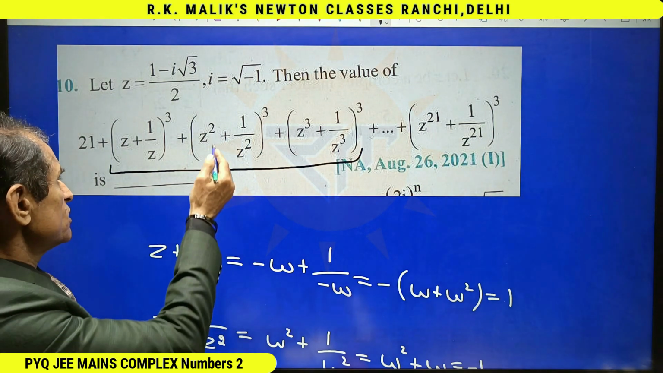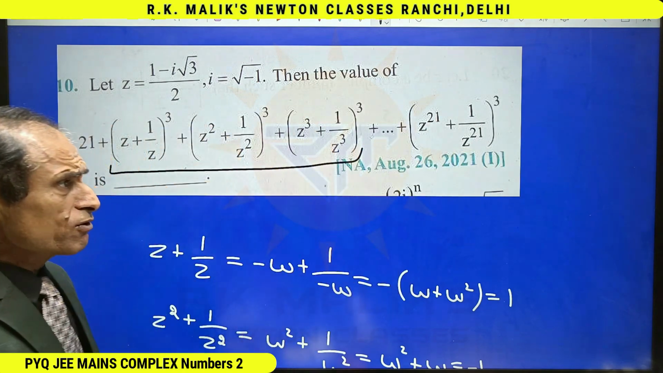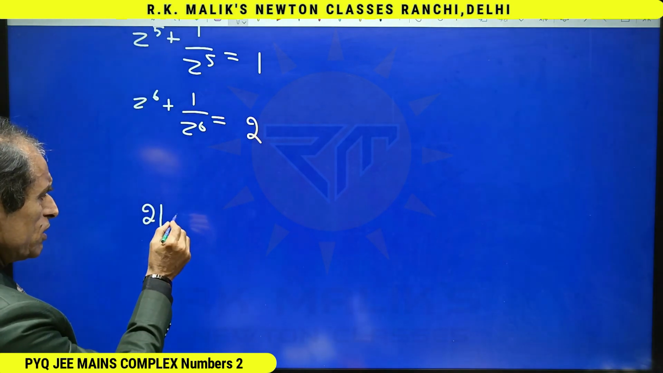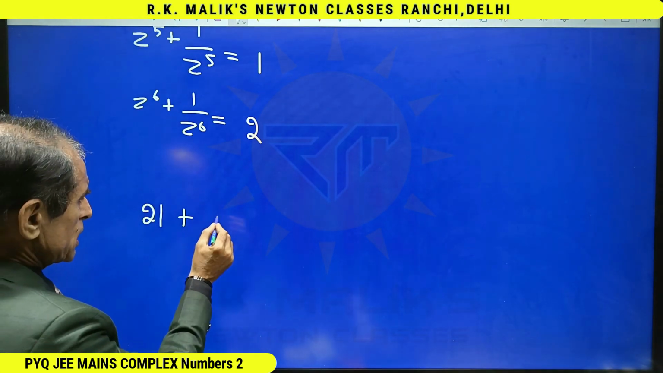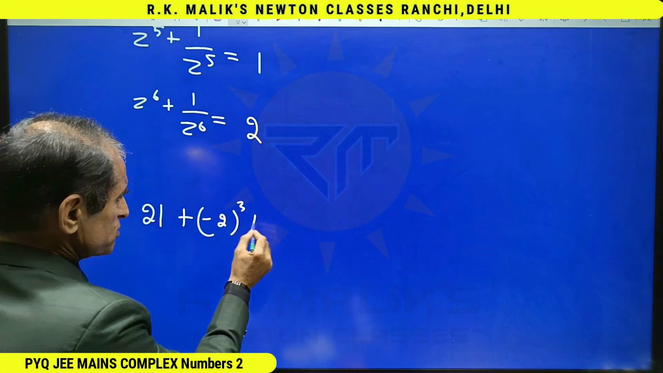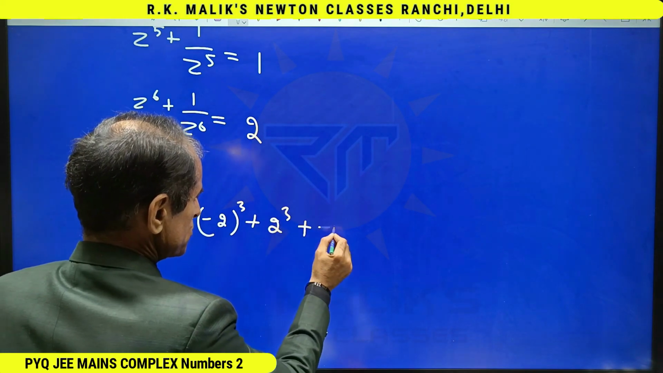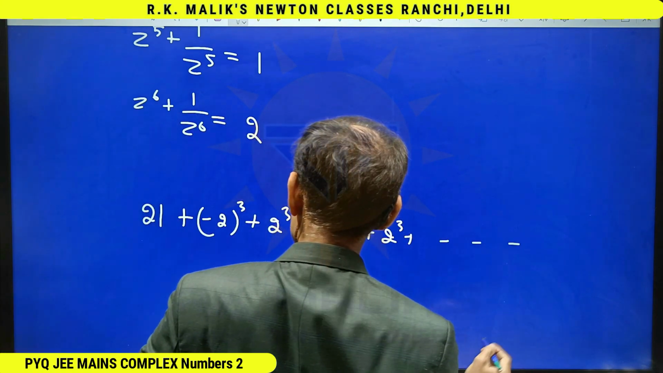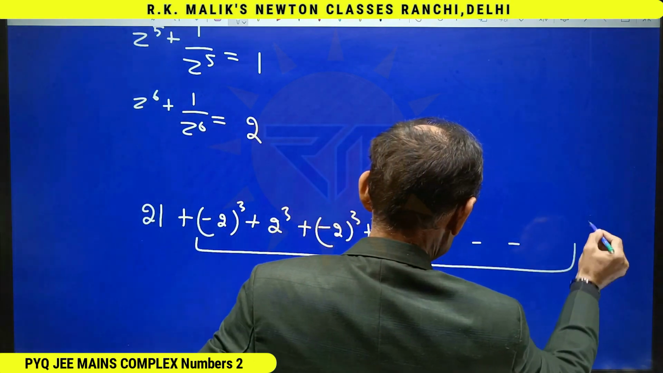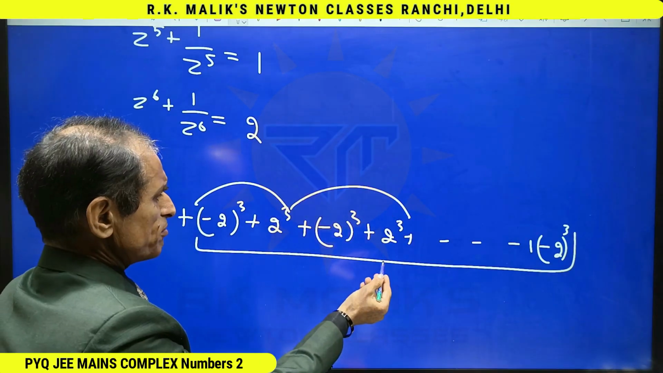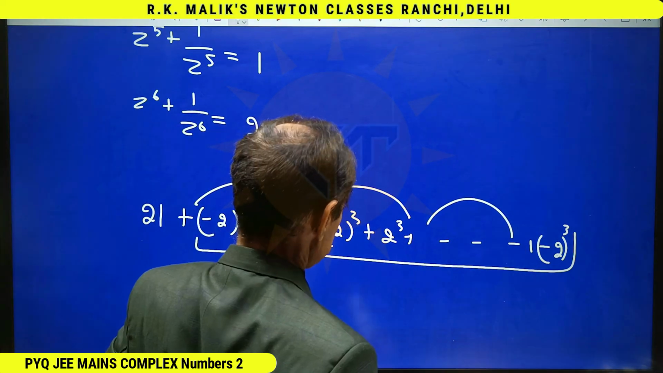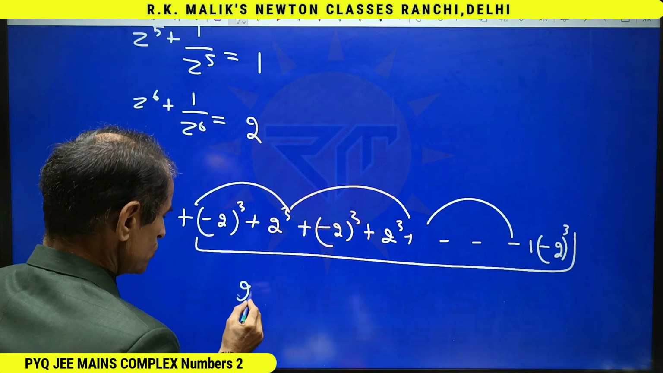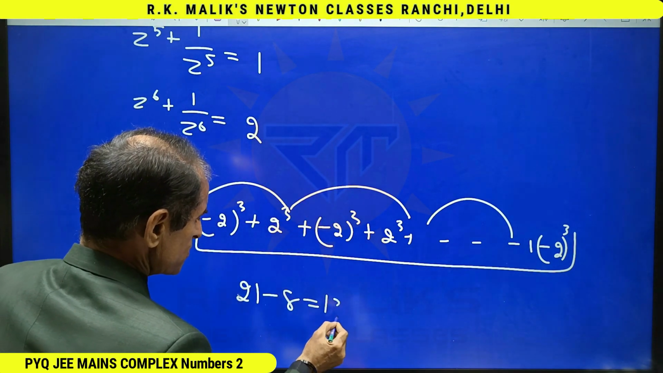And clearly there will be 7 groups like it. Hence finally we will be getting 21 plus minus 2 cube plus 2 cube plus minus 2 cube plus 2 cube. In this way 7 terms will be there and the remaining 6 terms making 3 pairs will get cancelled, and finally I will be getting 21 minus 8, that is 13.